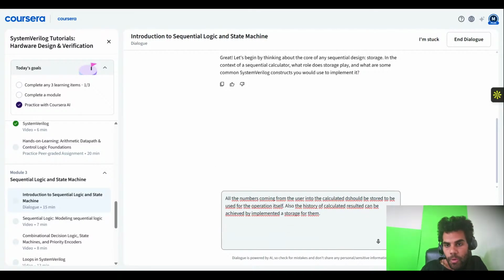So the second part is about what common SystemVerilog constructs you would use to implement it. I think I would use queues and arrays to hold the data.